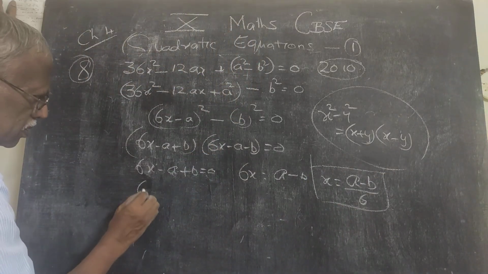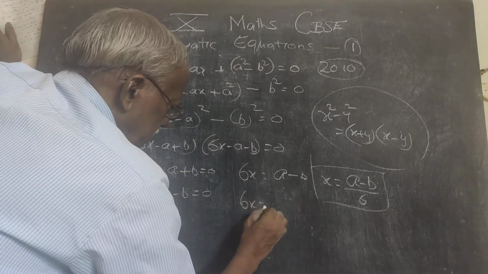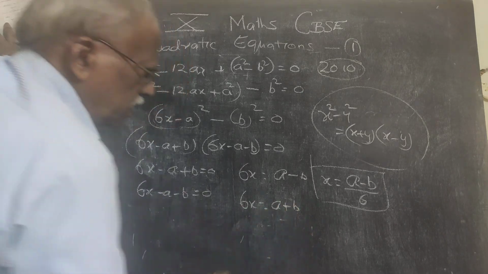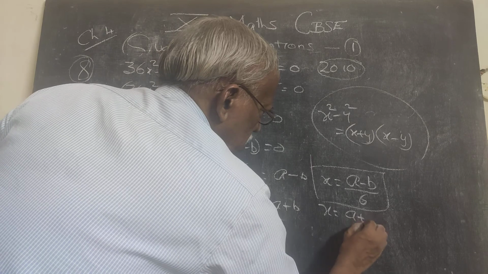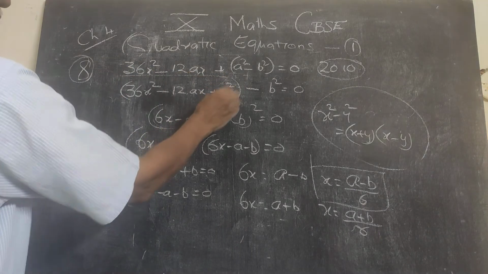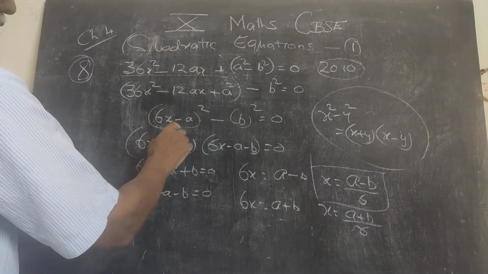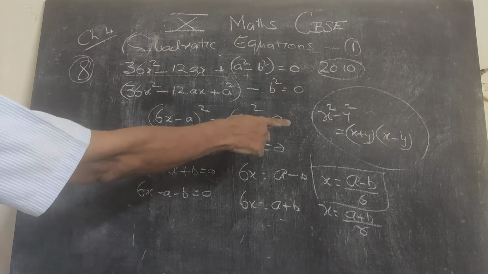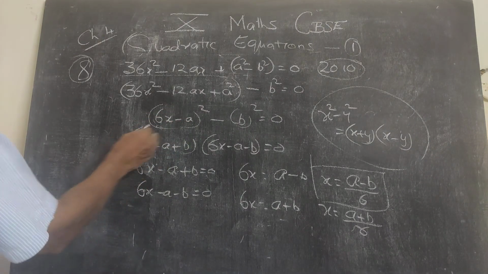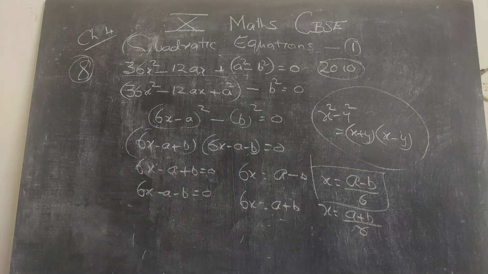Or if you are taking the other part, 6x − a − b = 0, 6x = a + b, since the −a becomes plus a and the −b becomes plus b. Therefore x = (a + b)/6. So, a nice problem. If you don't consider this grouping, it will be a very difficult one. Group it in this way, and remember that this is nothing but (a − b) the whole square, and b² is there, so it is of the form x² − y². So I can write it as (x + y)(x − y). This is your x plus y, this is your x minus y, and then complete the problem.